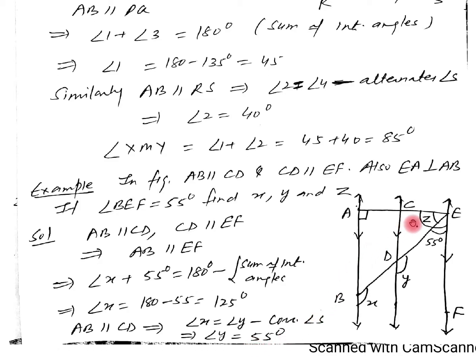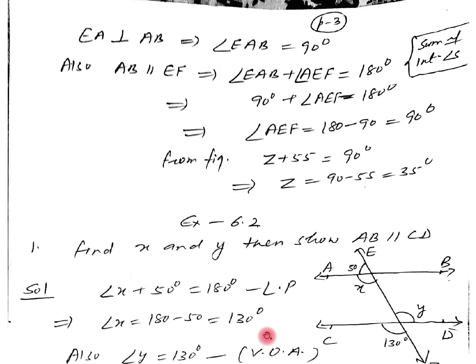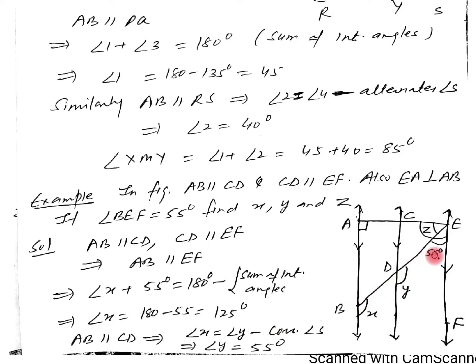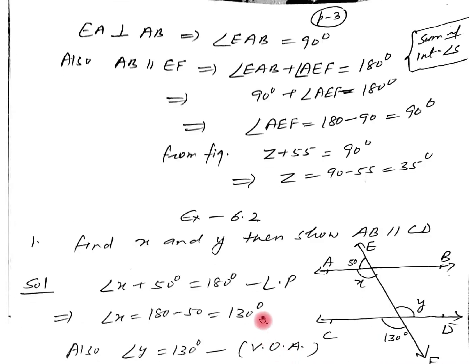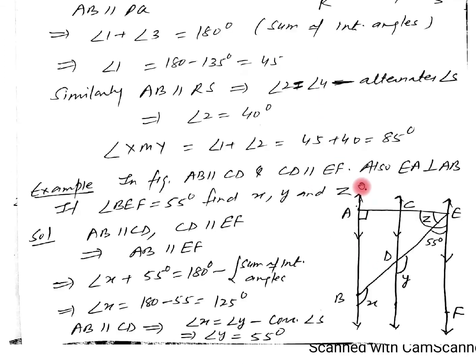Now we have to find the value of Z. Let us see how to find it. It is given that EA is perpendicular to AB. Therefore, just see the last figure, EA perpendicular to AB, so angle EAB equals 90 degrees. In the figure, angle EAB must be 90 degrees, because EA is perpendicular to AB.